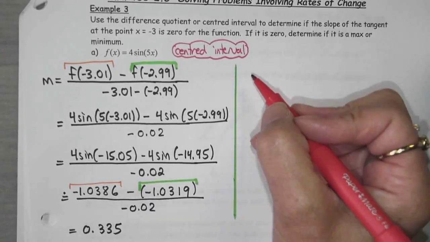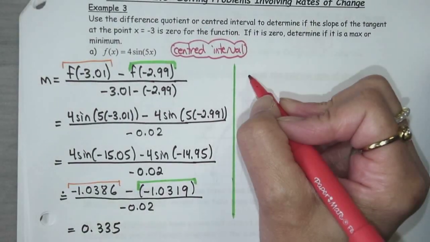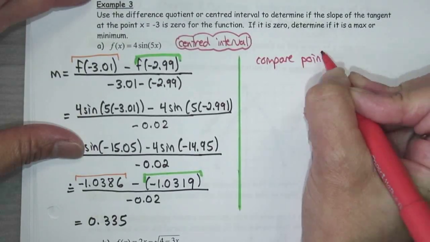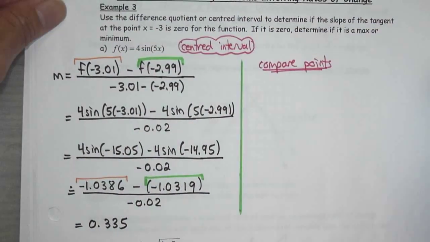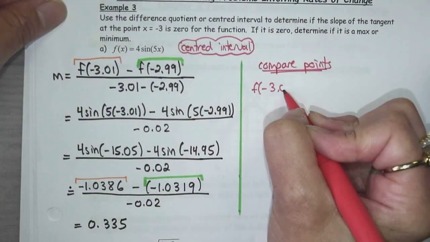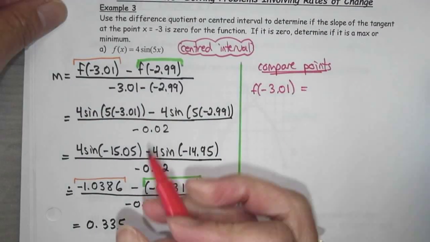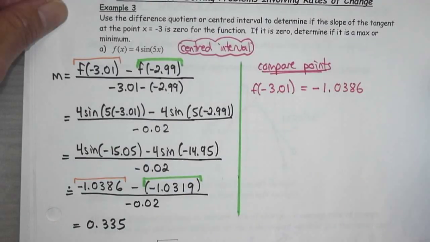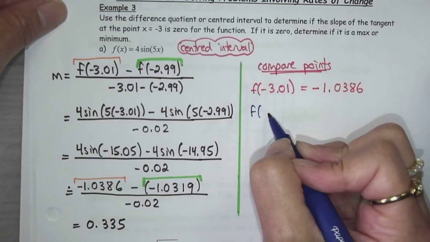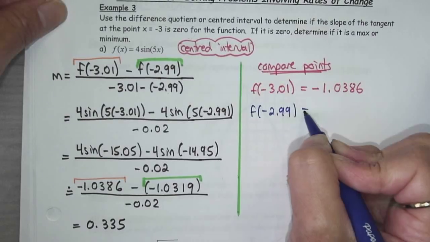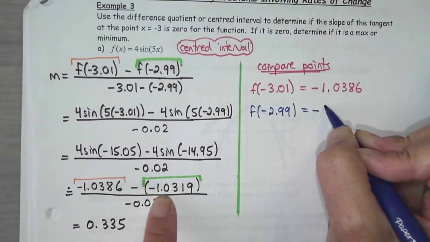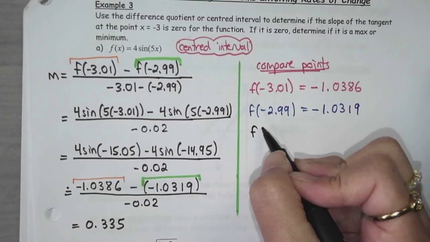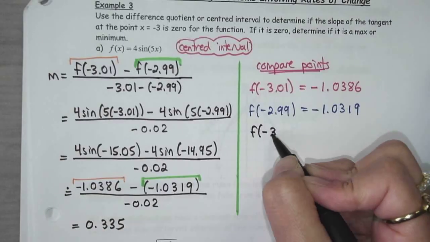So keep going, and we're going to say, then I know that the point, so we compare the points. F at negative 3.01 equals, and we got that here, right? Negative 1.0386. Then we have F at negative 2.99, and I grabbed that from over here. It's negative 1.0319. And compare that to F at negative 3.